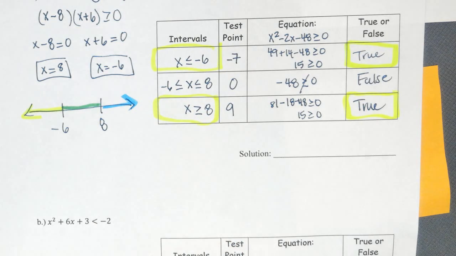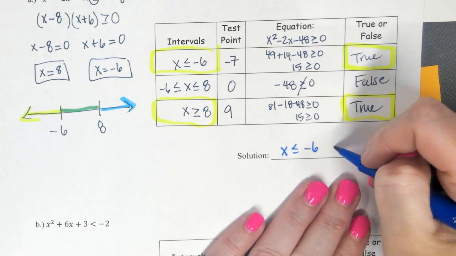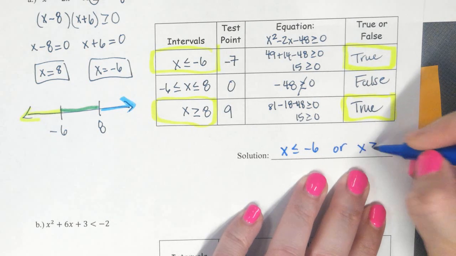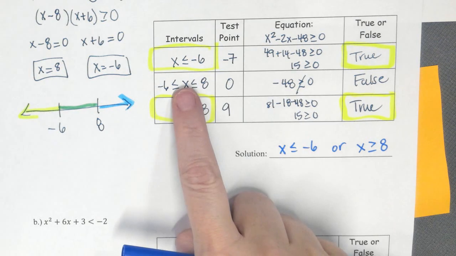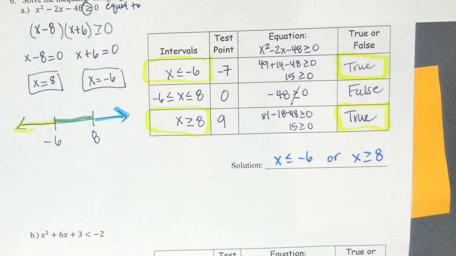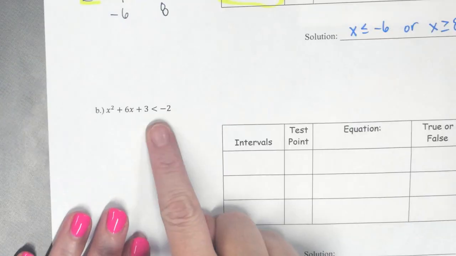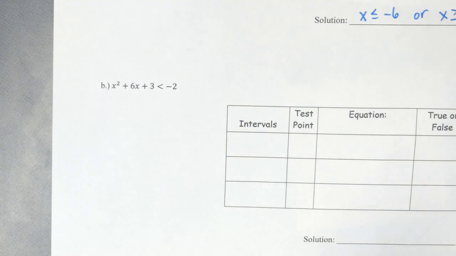Okay? So if you have 2 trues, you connect them with what? An or. Okay? So x is less than or equal to -6, or x is greater than or equal to 8. Okay? This is the and, those two are the ors. Alright, how'd that go? Good? Okay.